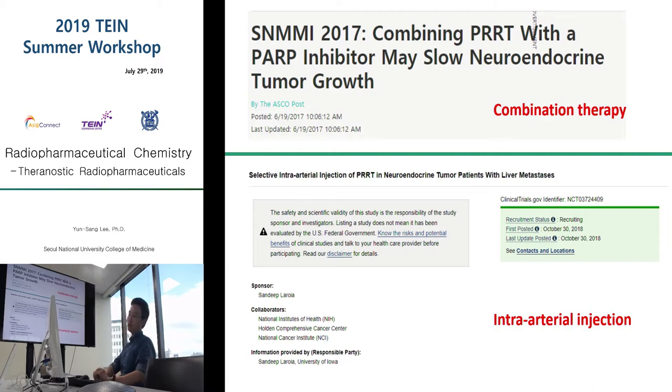As you know from the SPEAR trial, there is an attempt to selectively choose the lesion and give intra-arterial injection for patients with liver metastasis. And compared to intravenous therapy, it might have a better effect and lower risk for the other normal organs.